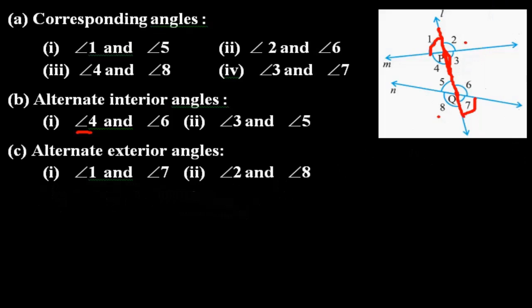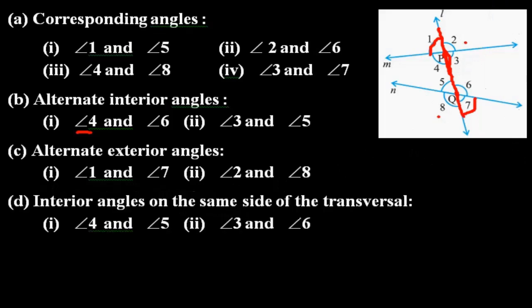Is it clear? Now let us move to the next one. That is interior angles on the same side of transversal. So these two angles are on the same side of the transversal. That is, angle 4 and 5 are on the same side of the transversal line and it's an interior angle.